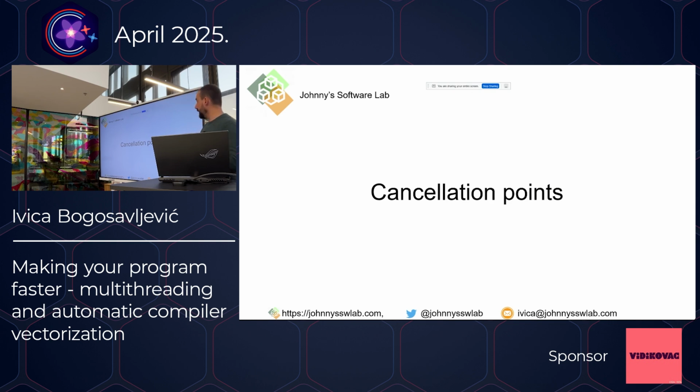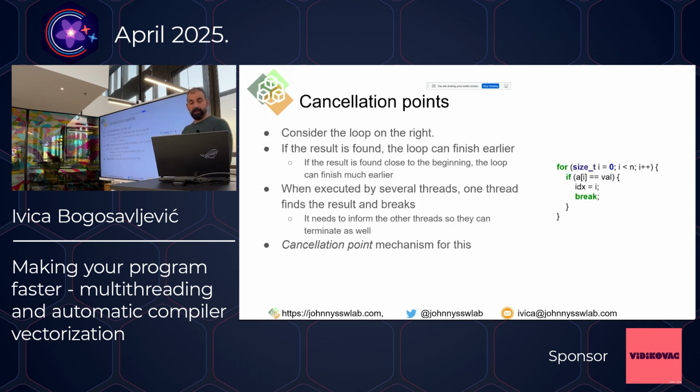Okay, the next topic is called cancellation points. And this is the loop. If A of I equals val, then index equals I. I found my index, and I break. Now, the problem is this is not OpenMP canonical form, and if you put pragma omp for, it will not work. So what happens actually? Imagine you're running this on 4 threads. One thread finds the solution and breaks, but it needs to tell all the other threads, I'm done, I found the solution, you need to break too.